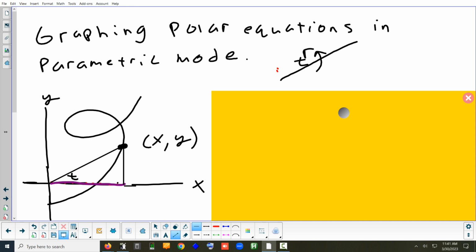So now the side that I have colored in purple, that would be my which value? That would be your x. That's my x value for this particular point. And then from here to here is my y.